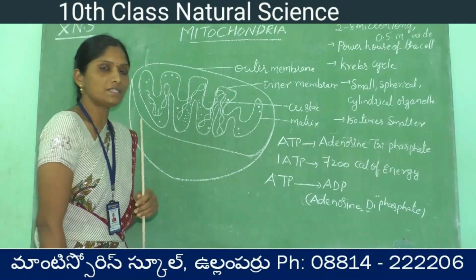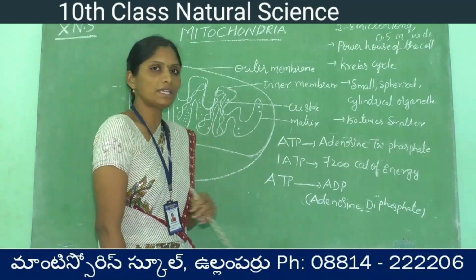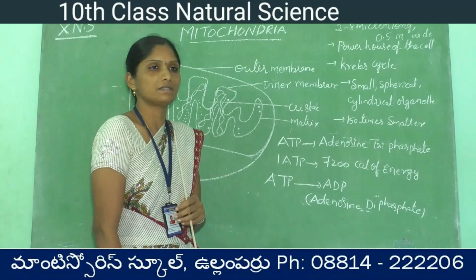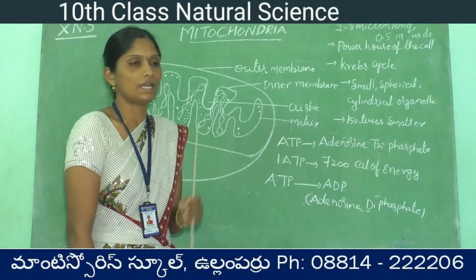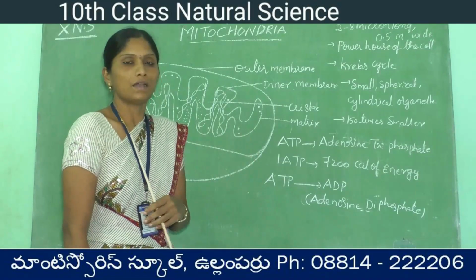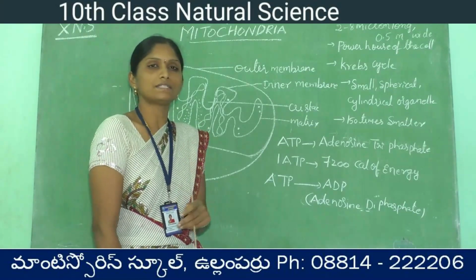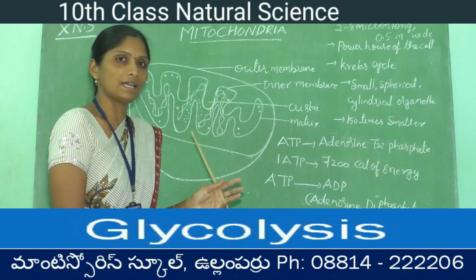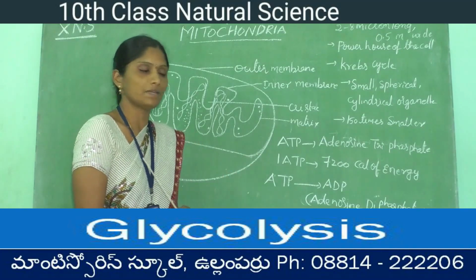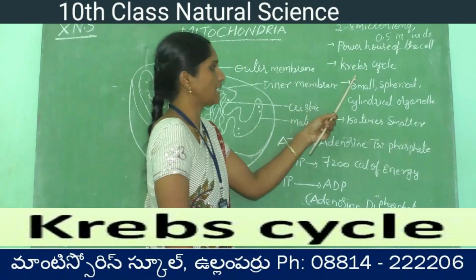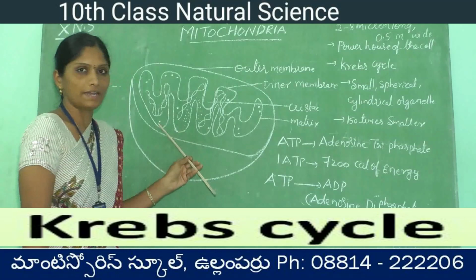There is respiration. 2 phases are involved. We already learned in previous classes that there are 2 types of respiration, one is aerobic and the second one is anaerobic. Aerobic respiration consists of 2 phases. The first phase is glycolysis. Glycolysis occurs in the cytoplasm of the cell. And the second one is the Krebs cycle. The Krebs cycle occurs in the mitochondria.